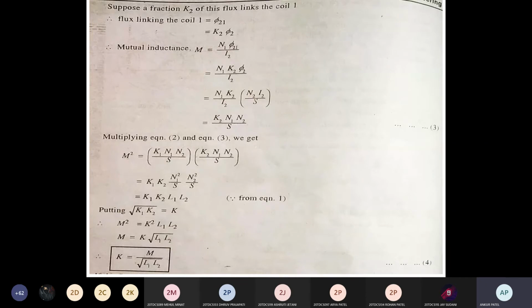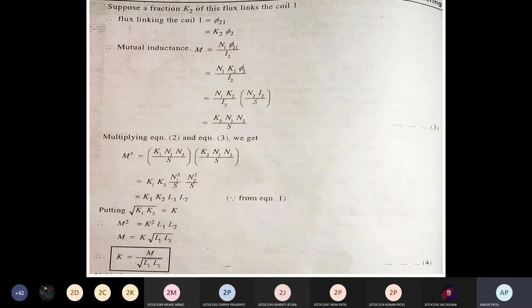So we are writing N1 phi21 by current I2. So N1 K2 phi2 by I2, that we are substituting for phi21. So N1 K2 by I2, this N2 I2 by S, phi2. So M is equal to K2 N1 N2 by S, as I2 is cancelled.